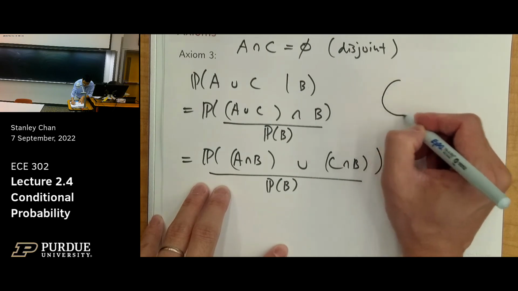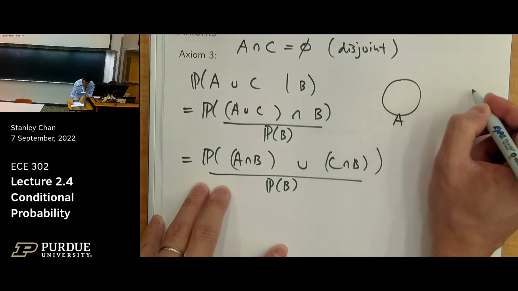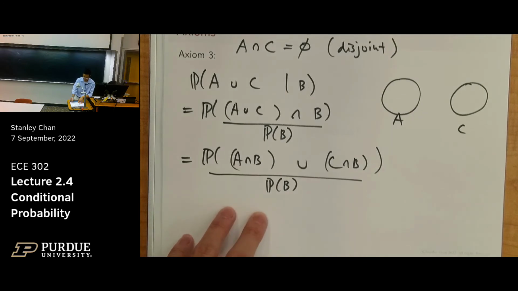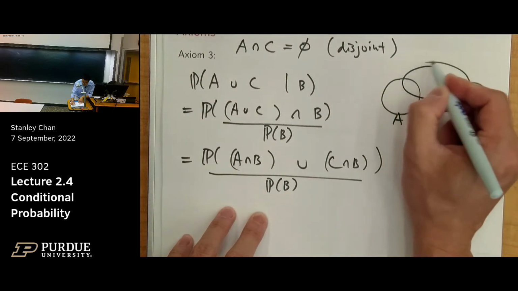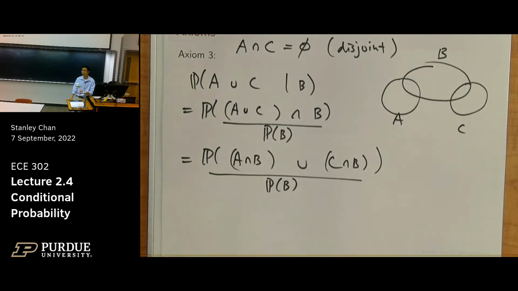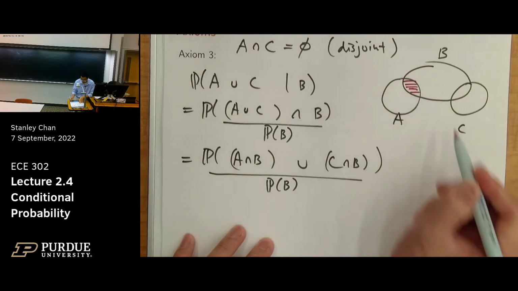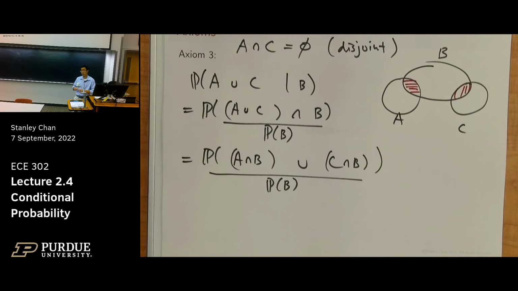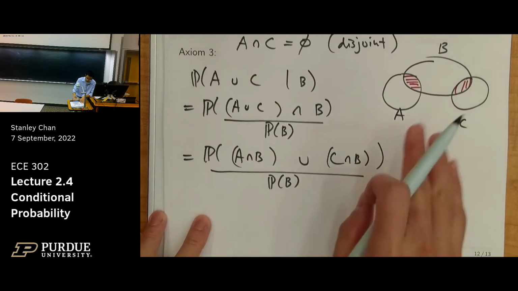So let's say you have this A here, you have this C here. They are disjoint, okay? And I can draw a set B, let's say they overlap with both. A intersect B would be here. C intersect B would be here. They have to be disjoint as well. Okay? So that's just a property you can easily see from the Venn diagram.